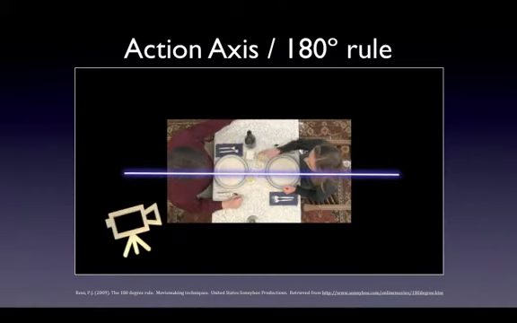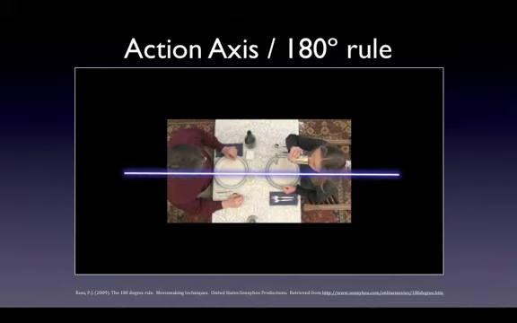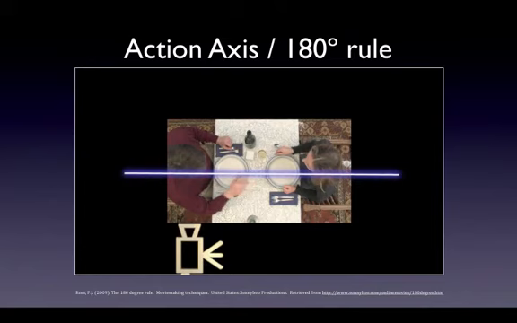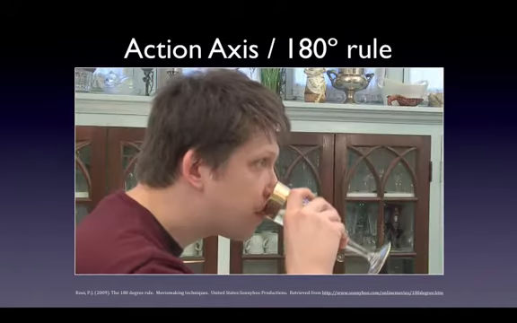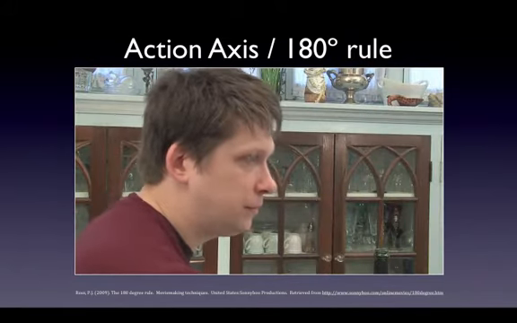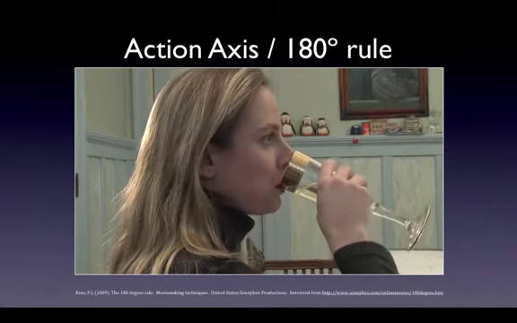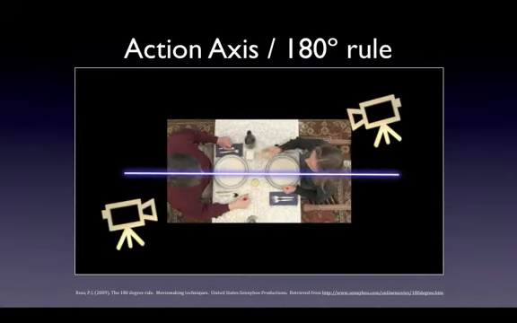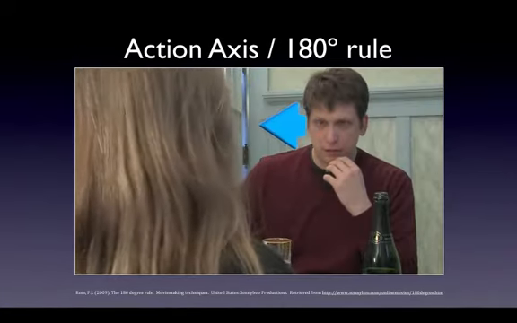Now, even though from overhead we can clearly see where the actors are, it's not as clear from what the camera sees. If we break the 180 degree rule and place one camera here and the other camera over here, the camera view shows the actors facing the same direction. Even when the angles are not as blatantly off, it can be disorienting because the actors' eye lines won't match.